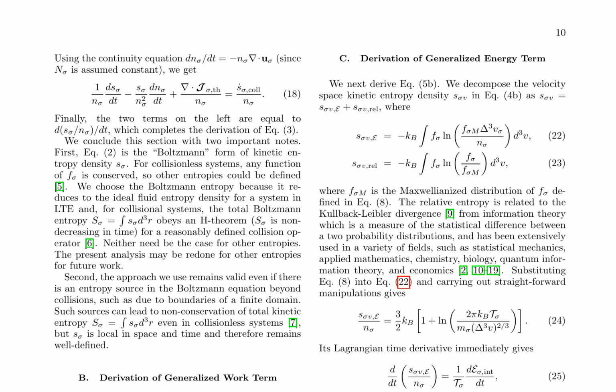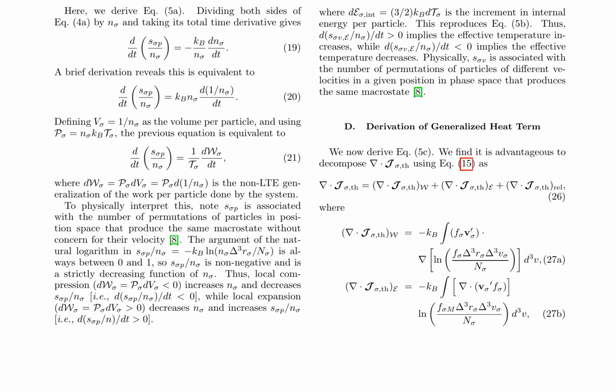Physically, the argument of the natural logarithm in s_sigma(p, n_sigma) is always between 0 and 1, making s_sigma(p, n_sigma) a non-negative and strictly decreasing function of n_sigma. This implies that local compression increases n_sigma and decreases s_sigma(p, n_sigma), while local expansion decreases n_sigma and increases s_sigma(p, n_sigma).